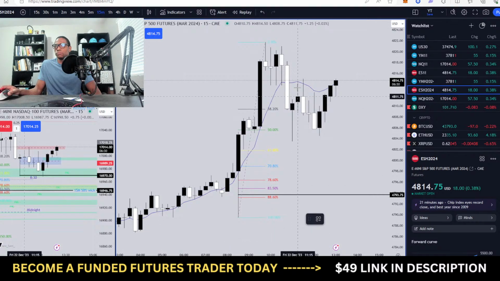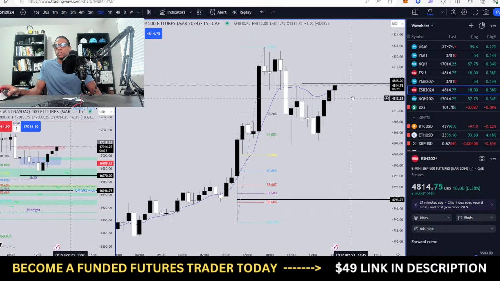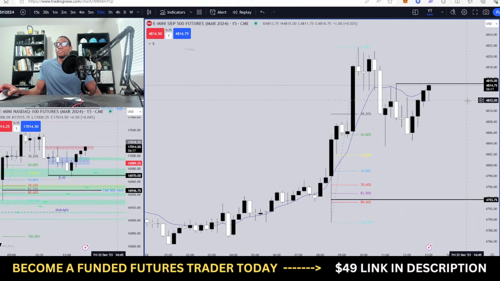On the 15-minute chart, we have a high right here, so now we have equal highs. Let's see if price pushes through this 48.15 level. There's still another 6 minutes on this candle, so let's just watch and see where it closes. The closure is really important. We want to see it break this level and close above.